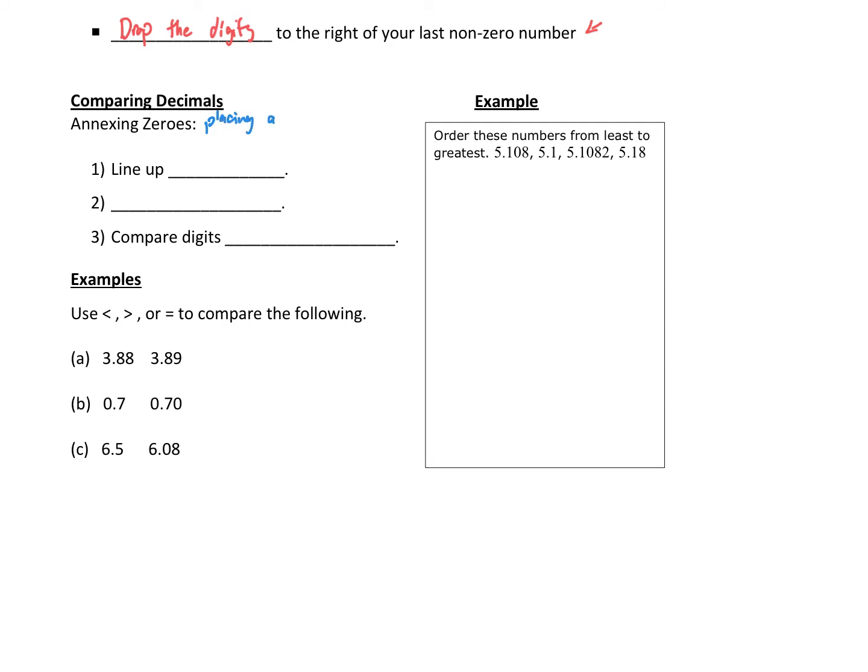Placing a 0 to the right. It's got to be all the way to the right of a decimal. In science, it helps with precision. In math class, it means the same thing. So we could take 6 tenths, and to annex a zero would be 60 hundredths. 6 dimes is the same as 60 pennies. Okay, so now when we order decimals, we line up the decimals vertically.